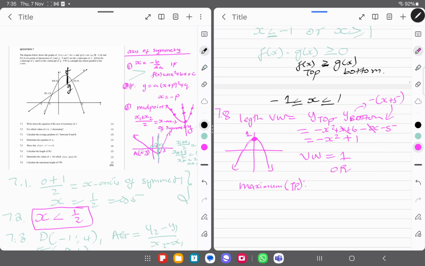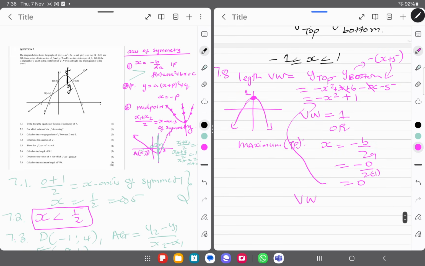So for the maximum turning point, someone would have said I can also use x equals minus b over 2a. B is 0, 2 times negative 1, so this is 0. Substitute 0 back there. VW equals minus 0 squared plus 1, which is 1. So that is the other way of doing it. And then that's it from me.